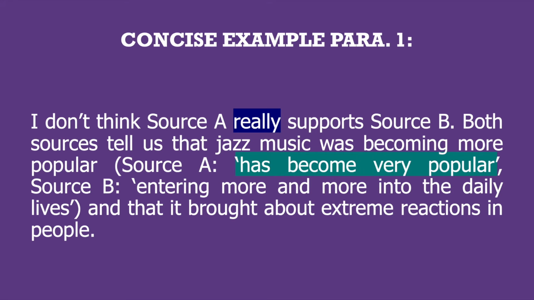first shown the similarities. As I said earlier, the first paragraph should generally be about the similarities of source A and source B. Even if you feel that they're not entirely similar, you should still mention their similarities. So both sources tell us that jazz music was becoming more popular. So this is a statement that shows us that there is some similarity between source A and source B, and the student provides evidence for this in the form of quotations, and then the student also gives another point of similarity, which is that both sources agree on the fact that it brought about extreme reactions in people.